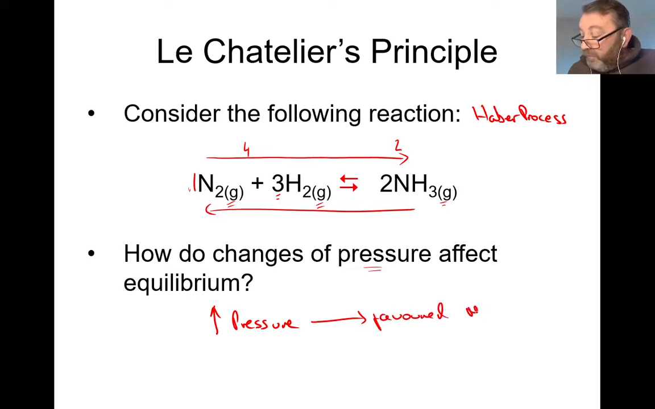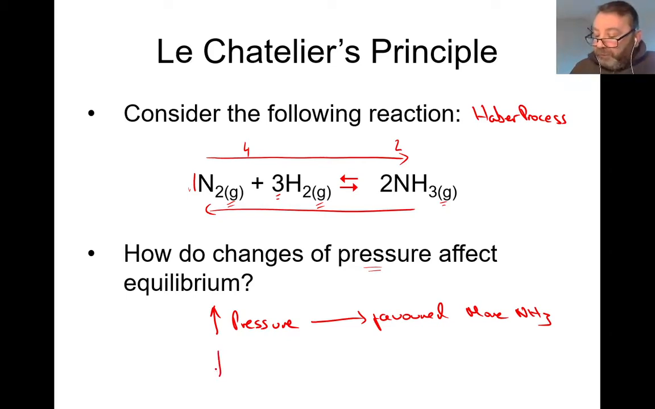Meaning an increase in pressure here will favor equilibrium moving towards the right hand side, which means you will have more ammonia, which is good for business, because if we're in the business of making ammonia, that's what we want to do. We want to make as much ammonia as possible. So therefore, one of the conditions of making ammonia is a high pressure.